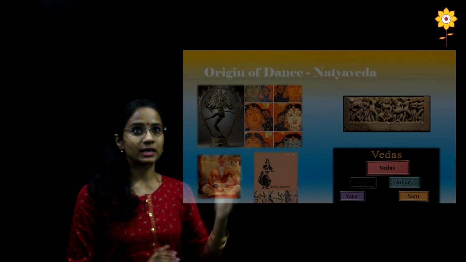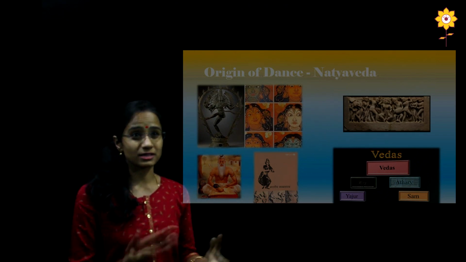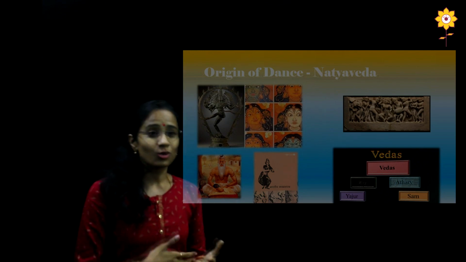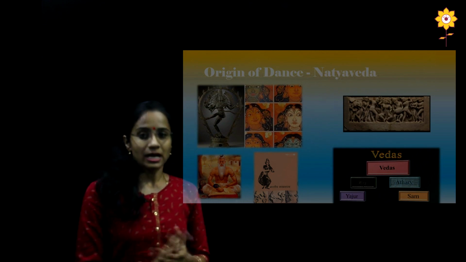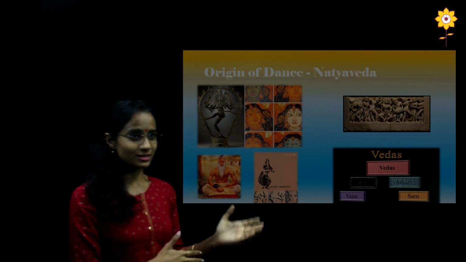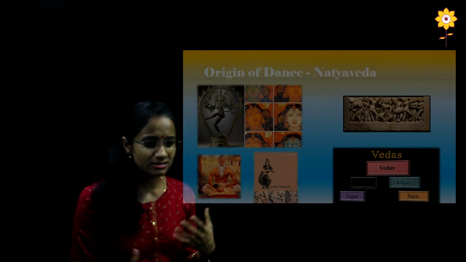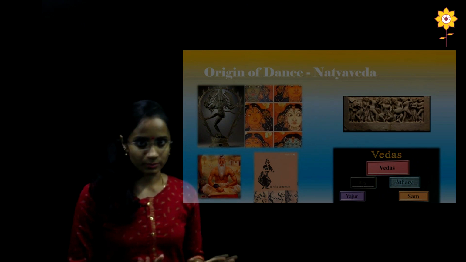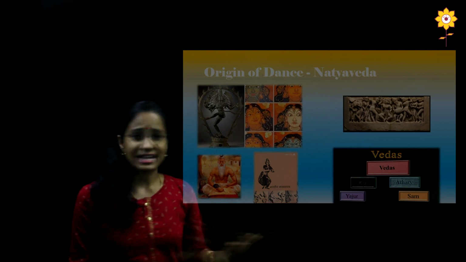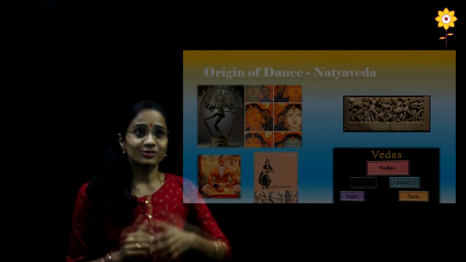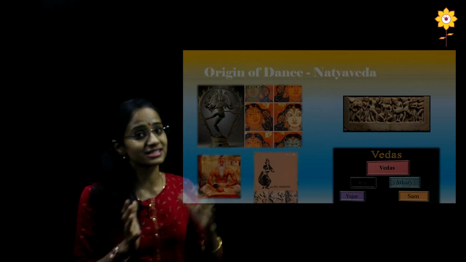Long ago on our earth, people were suffering from greed, ego, and anger, and people were very unhappy. The story goes like this: they went to Lord Brahma and asked him to create something that would solve all these problems. They wanted people to be happier and to remove all these negative aspects from their lives. So Brahma created a fifth Veda, which is Natya Veda.